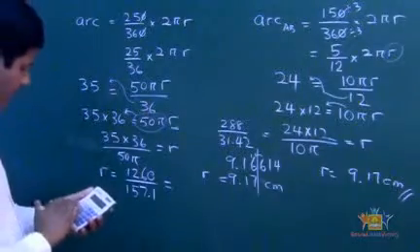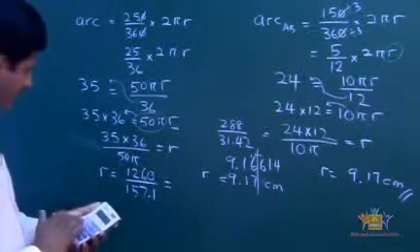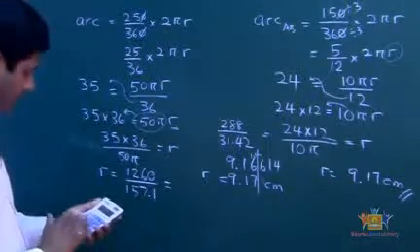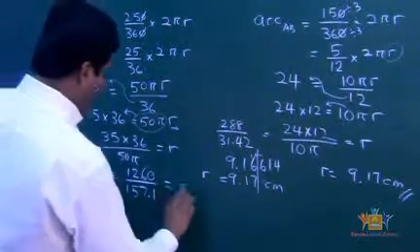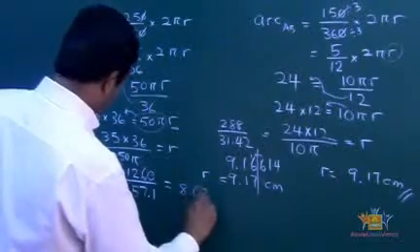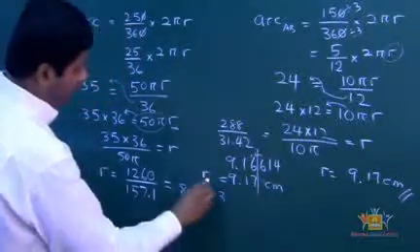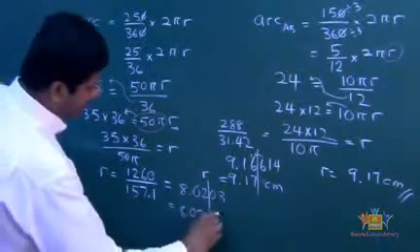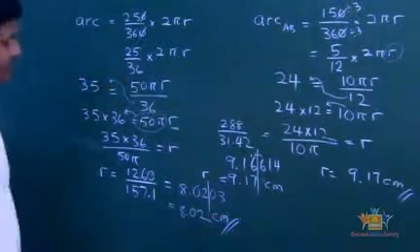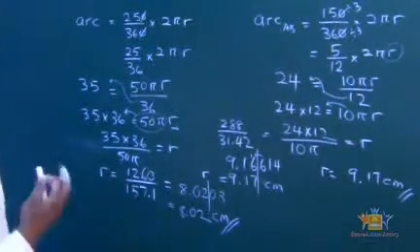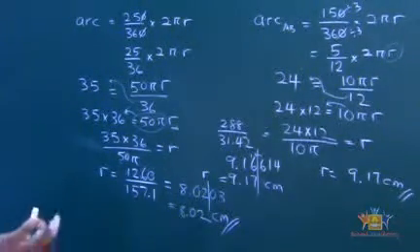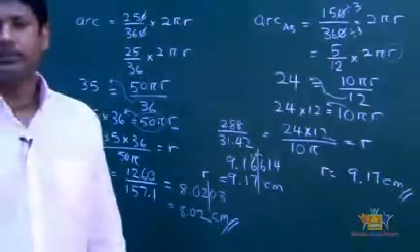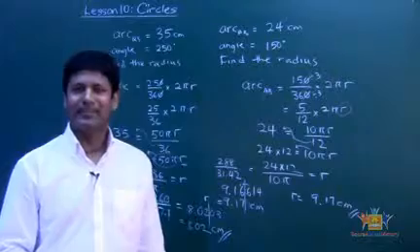So you take 1260 divided by 157.1, and that gives me 8.0203. But we want to round to 2 decimals, so we're going to leave it as 8.02 centimeters, and that's the radius. The radius of that arc with the angle of 250 degrees is 8.02 centimeters. Pretty easy, isn't it?